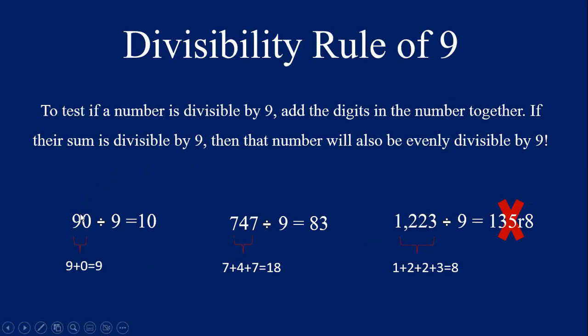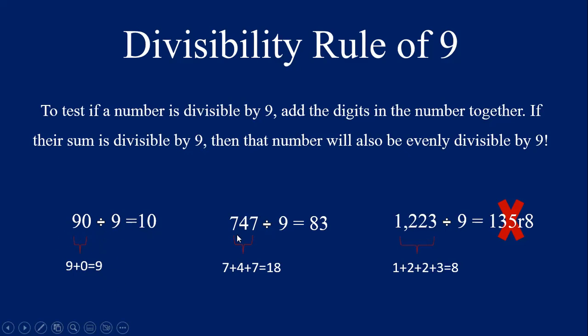For example, we have the number 90. Is 90 evenly divisible by 9? Well, yes, we already know this, don't we? We know our math facts, so we know 90 divided by 9 equals 10. But if we were to check it, we just take the digits in the number 90 and add them together. 9 plus 0 equals 9. And 9 is a multiple of 9, right? 9, 18, 27. And so this number is evenly divisible by 9.